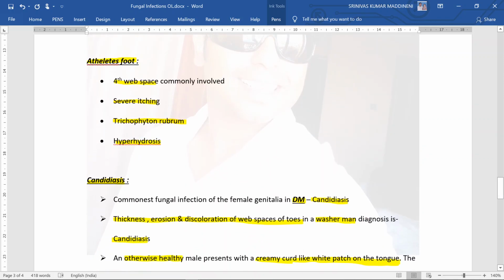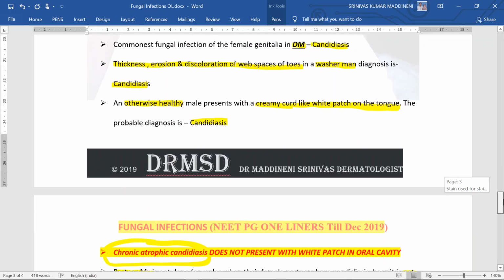And a few points about athlete's foot or tinea pedis. The fourth web space is the commonly involved one, associated with severe itching. And as I already told, the most common tinea in all forms is Trichophyton rubrum except for tinea capitis. And it is usually associated with increased sweating or hyperhidrosis.